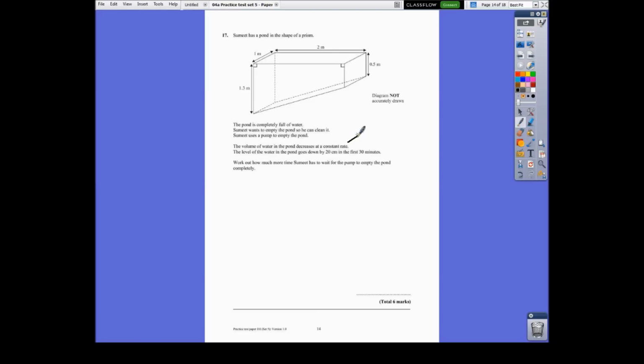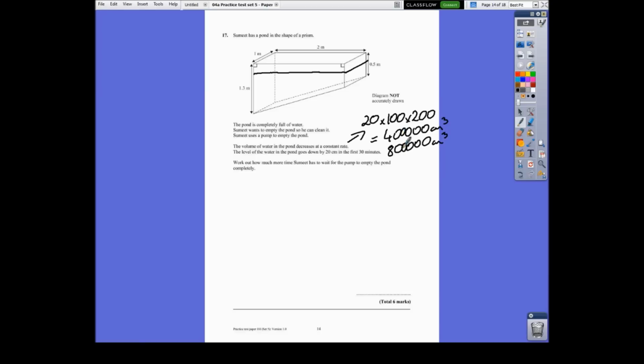So, if we use that information there, the pond decreases by 20 centimetres. So the volume of water will be 20 centimetres depth times the 1 metre back, which if we put it to centimetres is 100, times 200, which would give us 400,000 centimetres cubed. And that is in 30 minutes. So that would be 800,000 centimetres cubed in 1 hour.